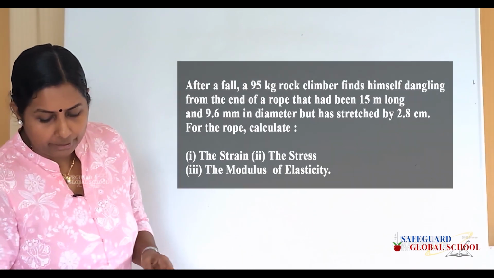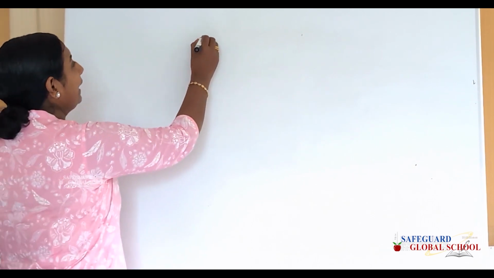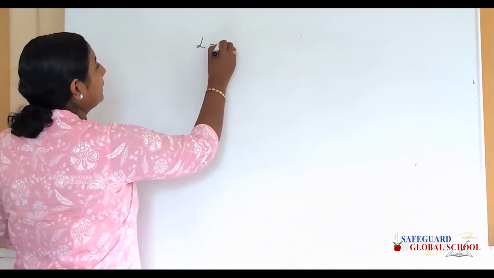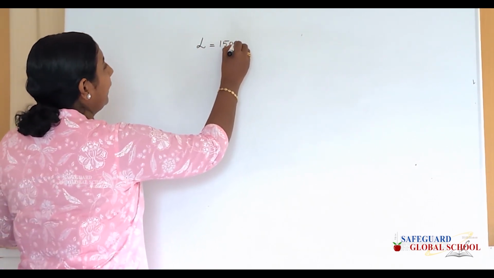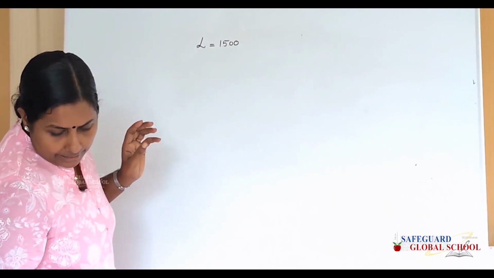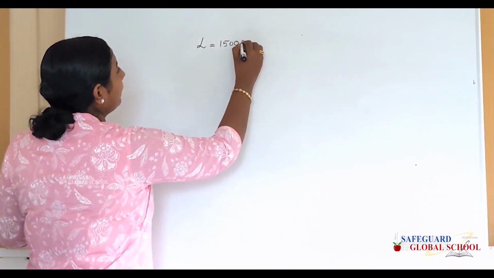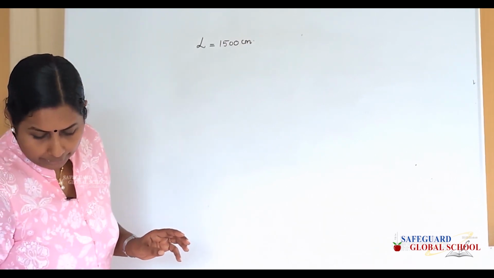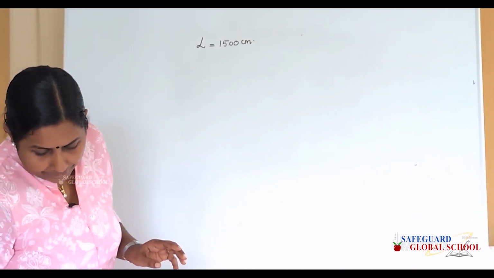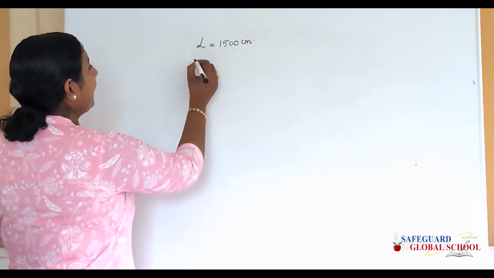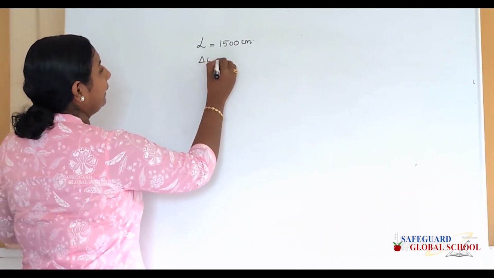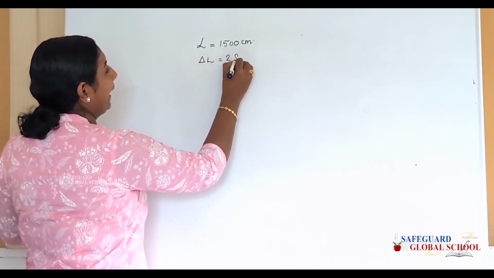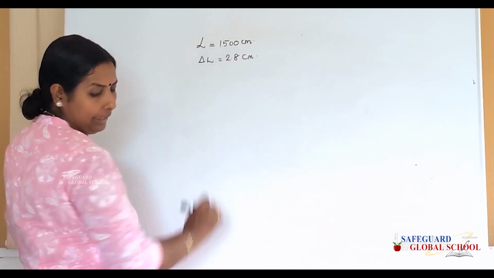So what all is given in this question? The length of the rope is given as 1500 centimeters. The next given is the change in length after that, which is 2.8 centimeters.